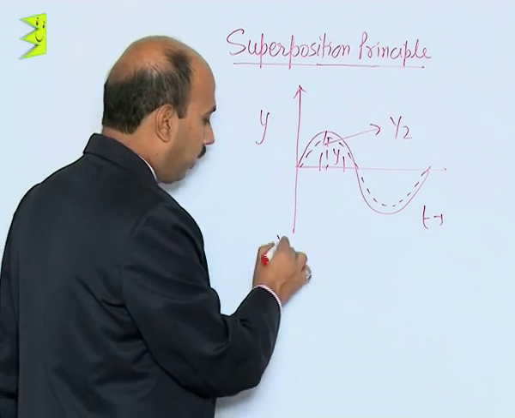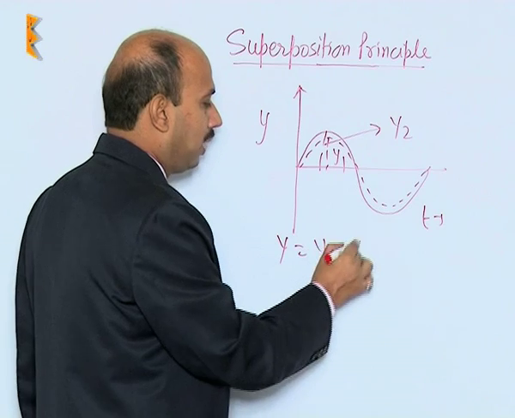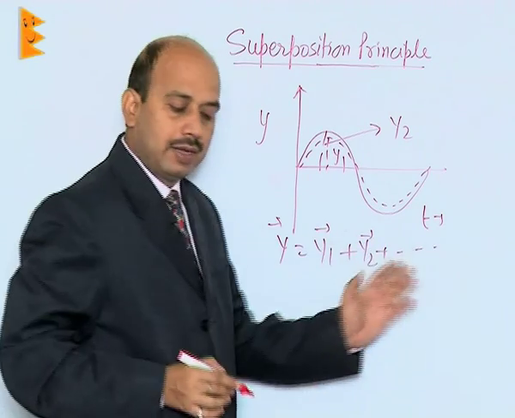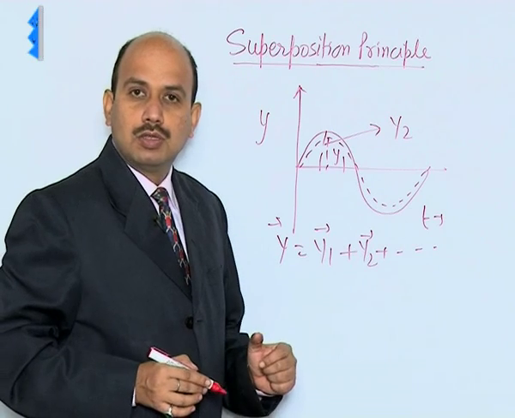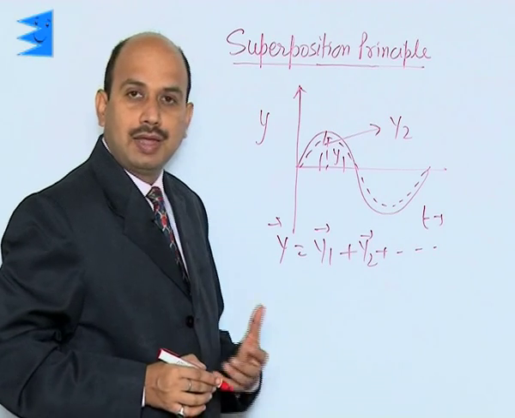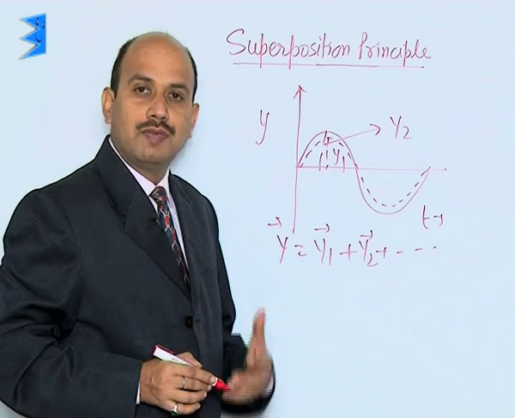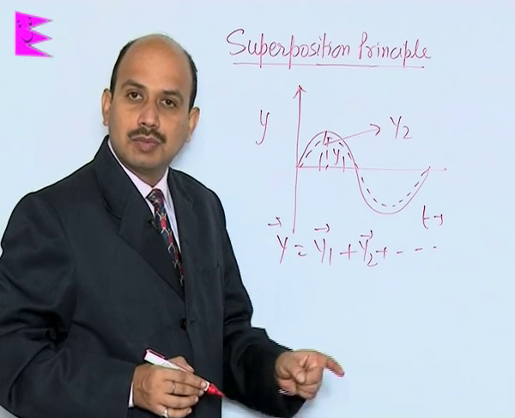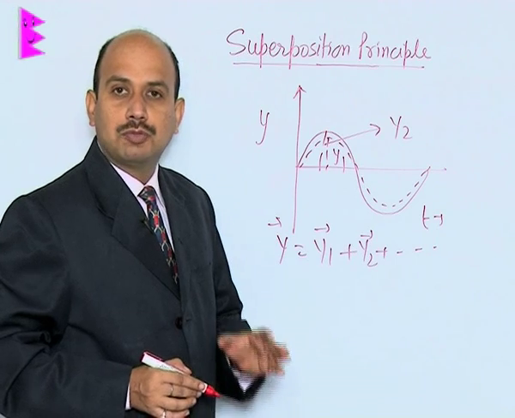So, we can write y is equal to y1 plus y2, and if there are a number of waves we can write here dot dot dot. So, the net displacement at any point is equal to the vector sum of the displacements of the individual waves at that time. This is actually the principle of superposition.